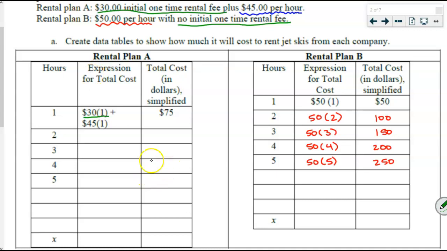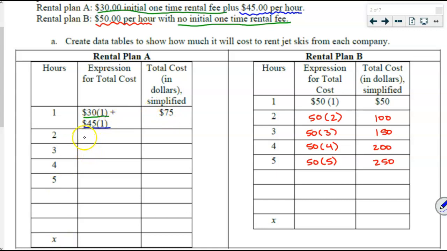Exactly. It's our deposit. We have to pay that one time. And in addition to that, we now have to pay, it says plus 45 times 1, right? Why are we paying that? Because that's $45 for that 1 hour. What's our grand total then? $75.